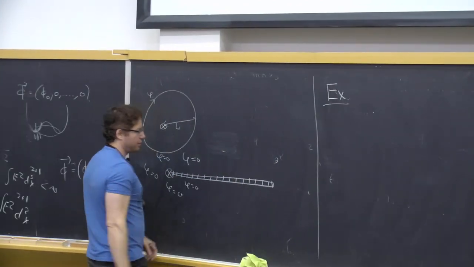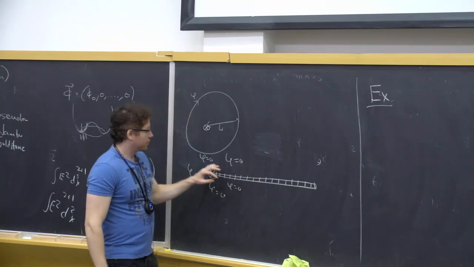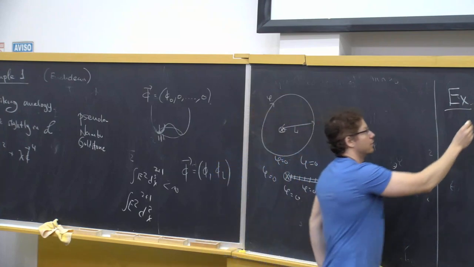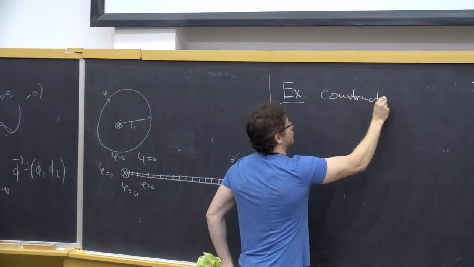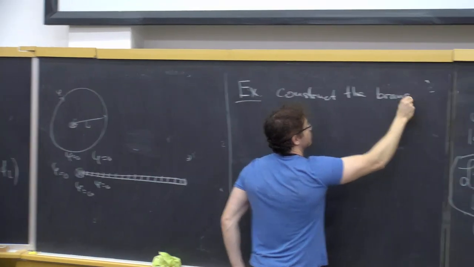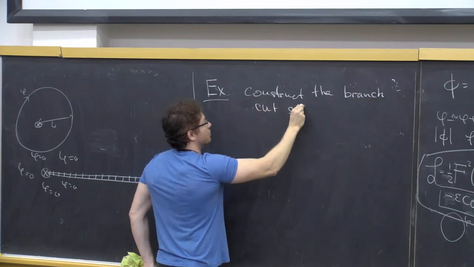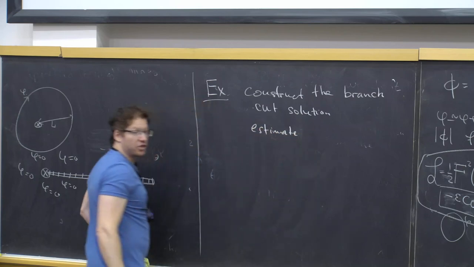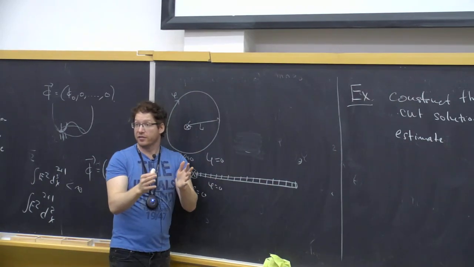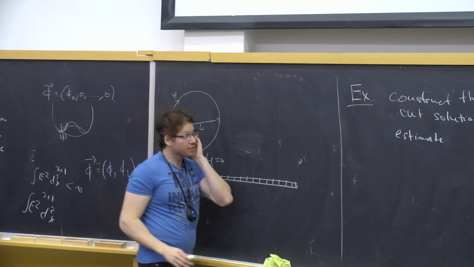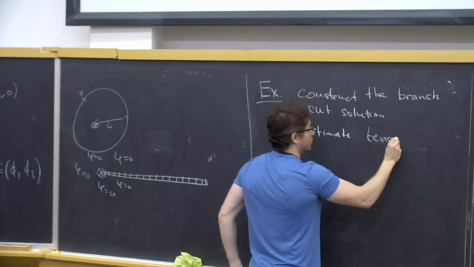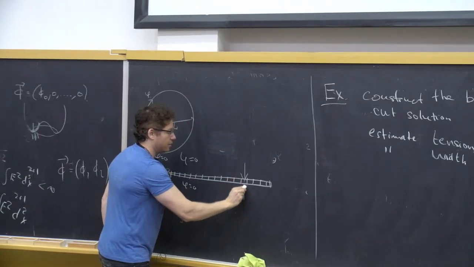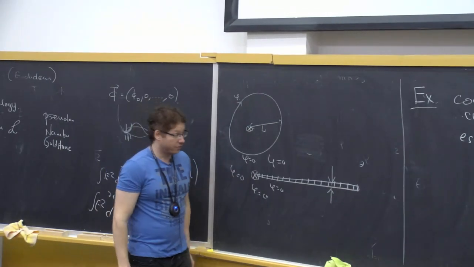is to go far away from the core, forget about this branch point, and just construct this solution. Show that it exists. Construct the branch cut solution, estimate its tension. The tension is like the energy of this little jump over a unit of distance across this branch cut. Estimate the width. You can ask, what is the width of this thing? Please estimate the tension and the width of this configuration.